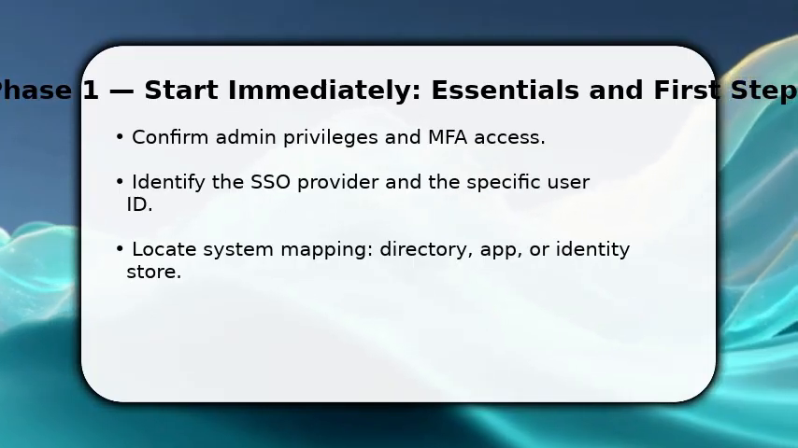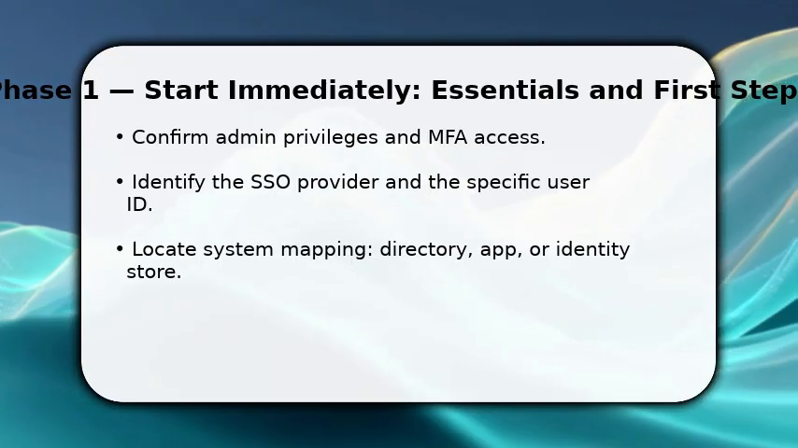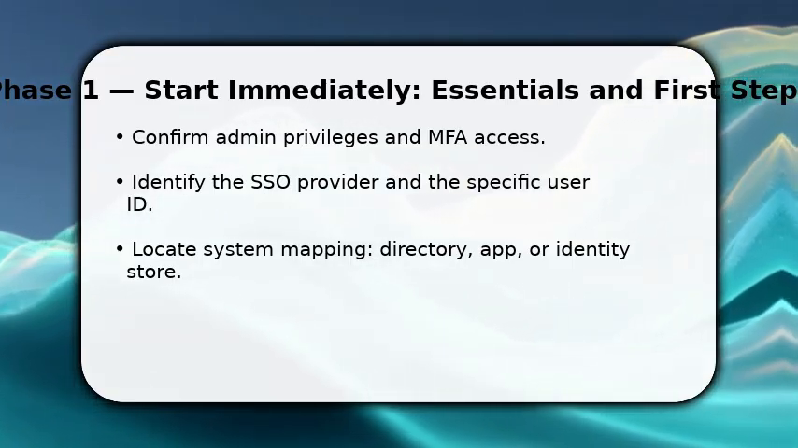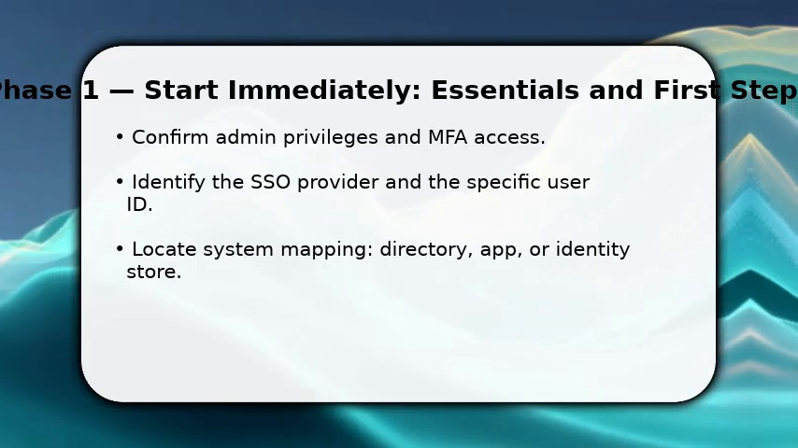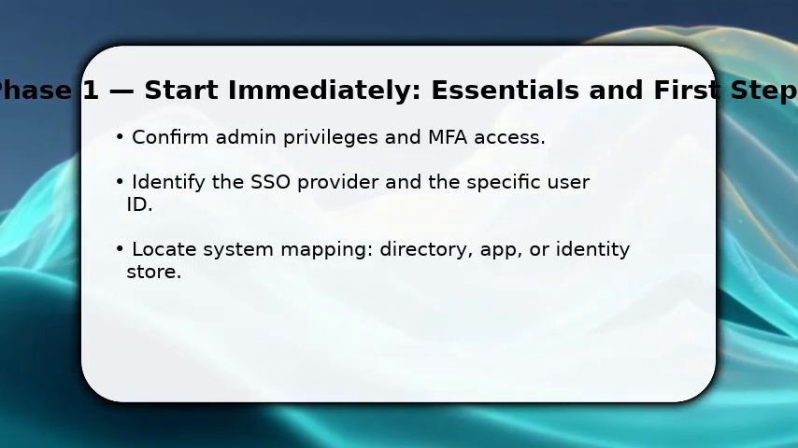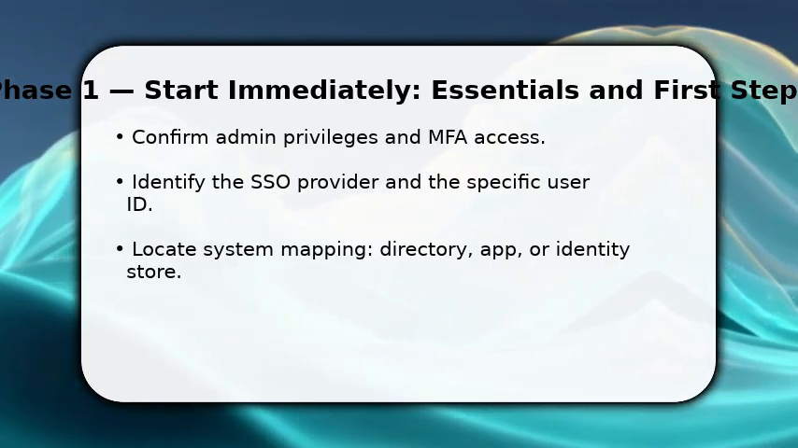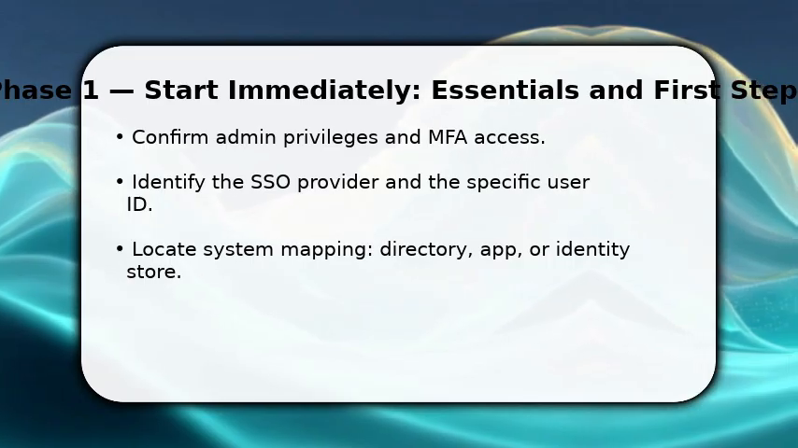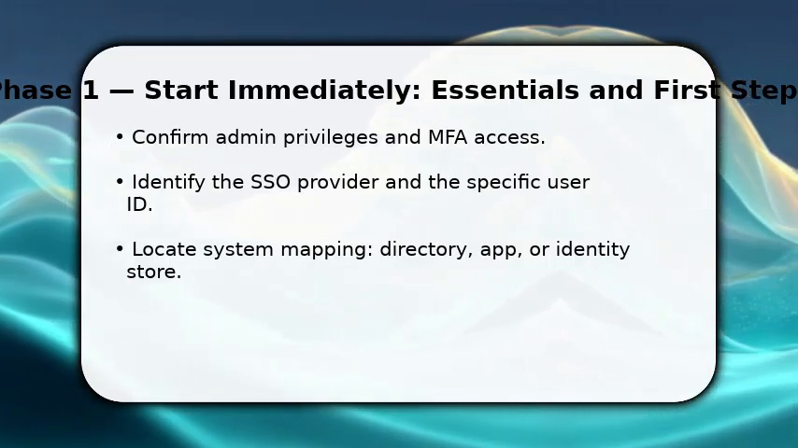You start by confirming you have admin privileges and any required MFA enabled so you can make changes securely. Next, locate the exact SSO identifier you intend to delete. Check the identity provider and the target application mapping. Once done, open the admin console and navigate directly to the identity or user management page.